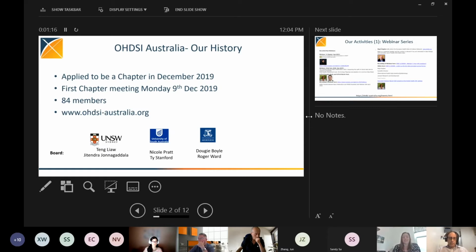And here are the institutions that are involved in the running of OHDSI Australia. So UNSW, Tang and Jitendra, who are both presenting today, University of South Australia, so me and Ty, and University of Melbourne, so Dougie and Roger Ward, so Dougie also presenting today. So again, other institutions, we're very welcome to have you.